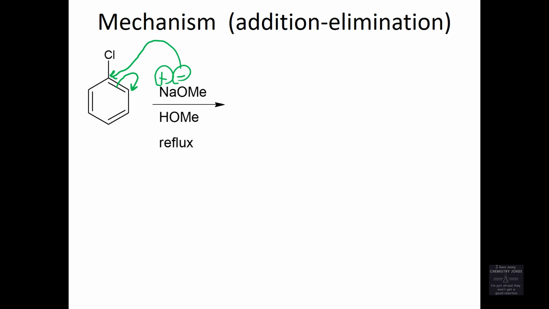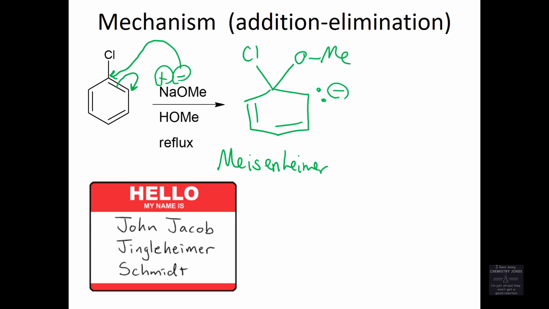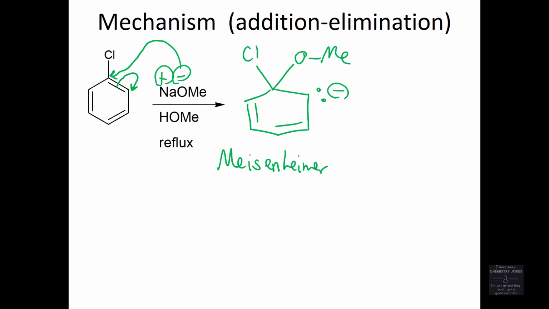NaOH attacks, and we end up creating a lone pair over on the corner like that. That pi bond moves out of the way. Scoot over, man. I need room here. And then that complex, like all these others, has a name. That's called a Meisenheimer complex. Every time I hear that, I think of Jingleheimer, John Jacob Jingleheimer Schmidt. His name is my name too. I know, it's silly.